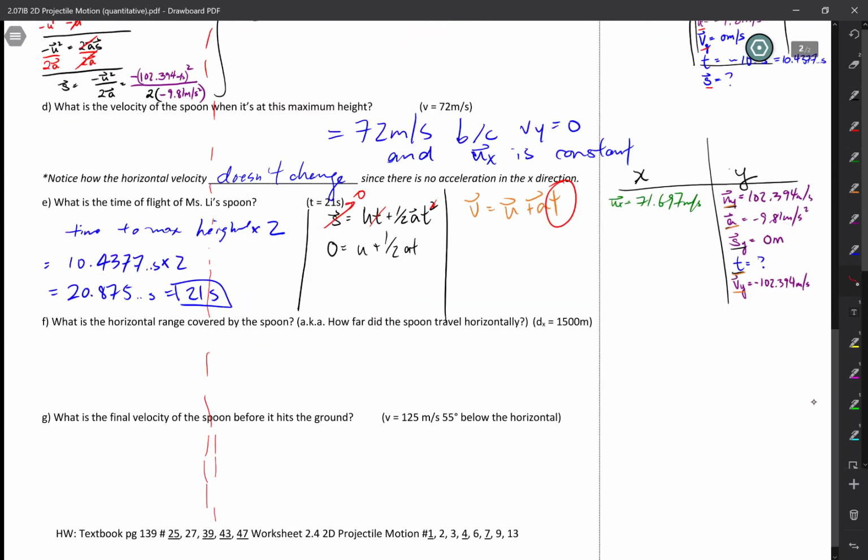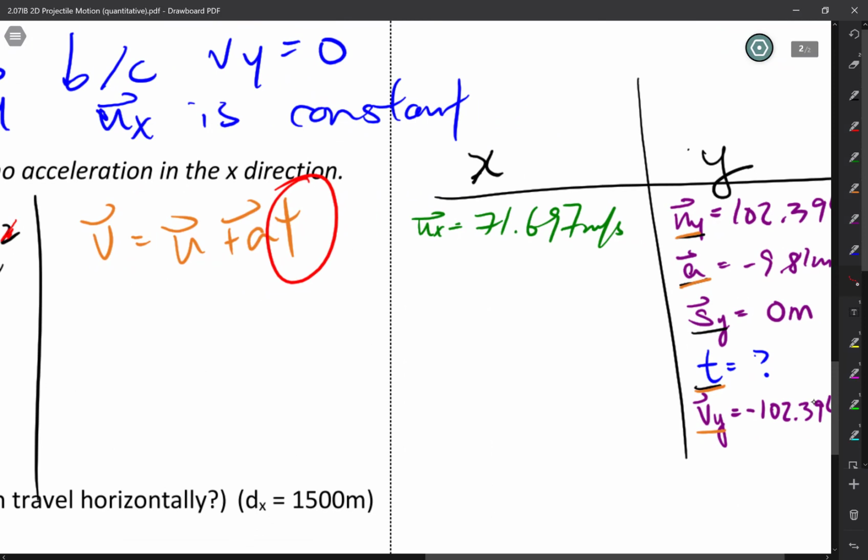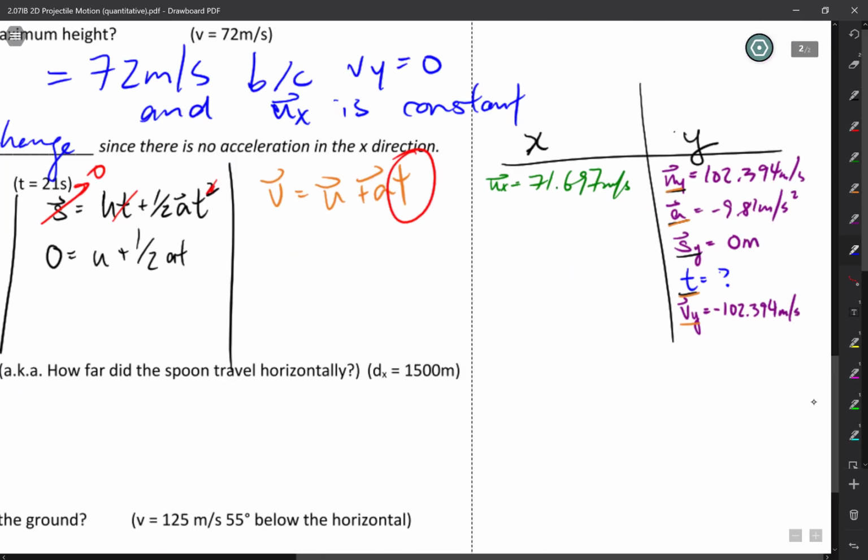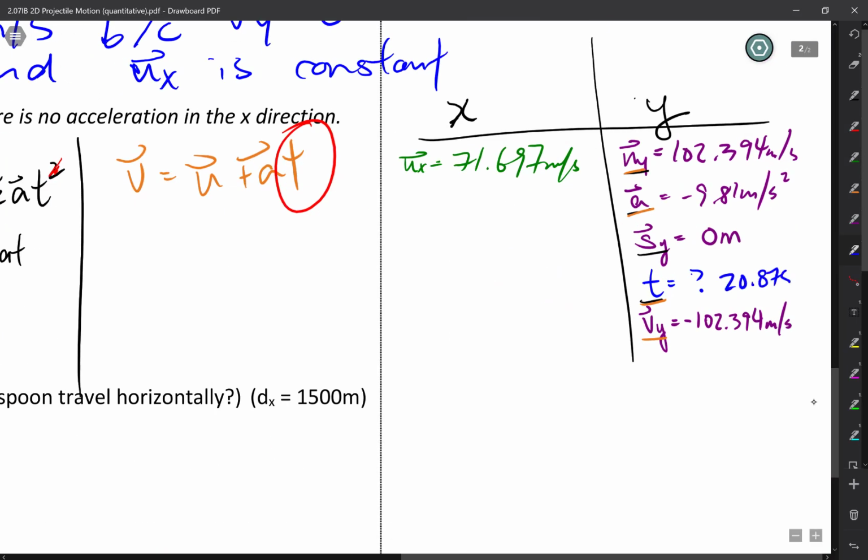And we have exactly this. We found it in question E. We know the initial velocity, and in fact, I'm going to use the same table because it's a similar setup. We have the initial x component, which doesn't change, and the time that we found was 20.875, which is the same time that it takes the object to travel that horizontal range before it hits the ground.